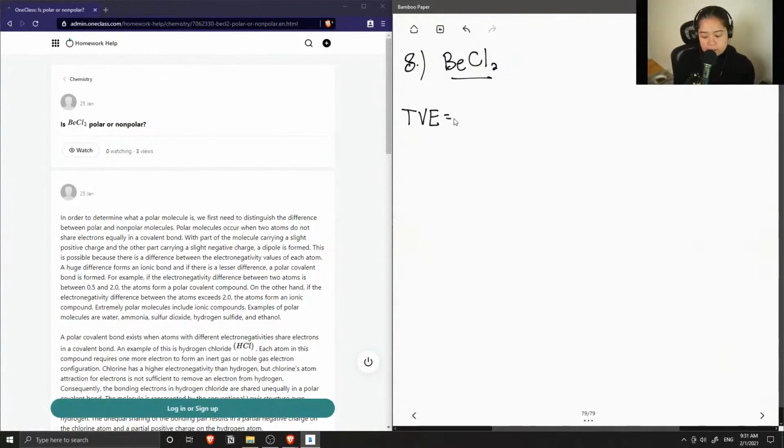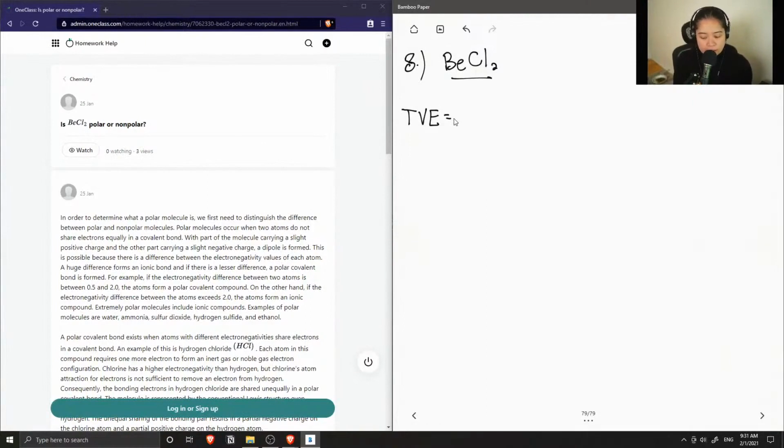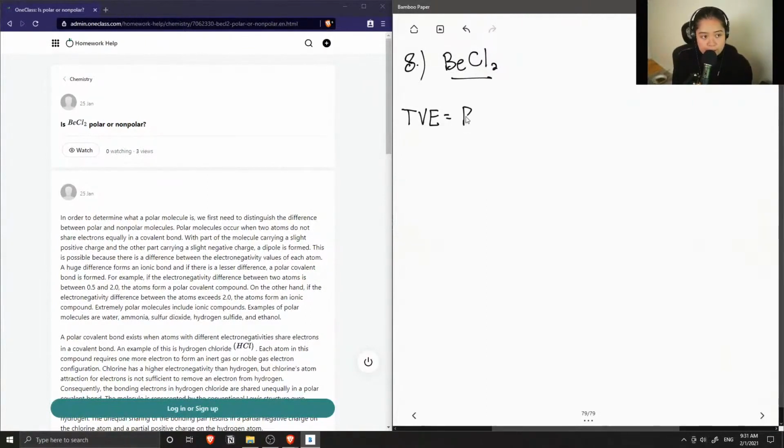So to write down the Lewis structure, we first need to calculate the total number of valence electrons for this molecule. So beryllium has 2 valence electrons that can participate in the bonding, and chlorine contains 7, and since there are 2 atoms of chlorine, we multiply this by 2. So now if we were to add these values together, we get a total of 16 valence electrons.